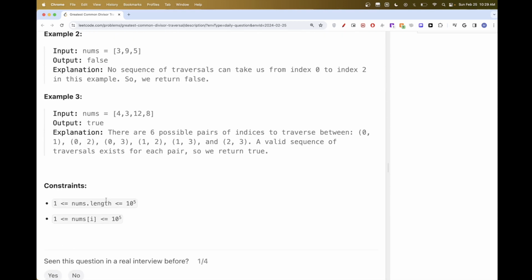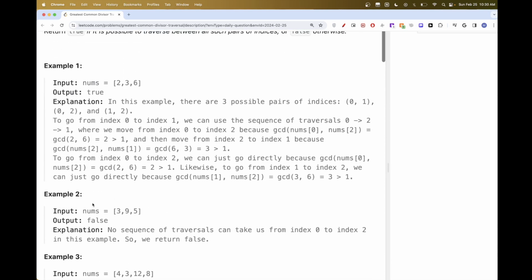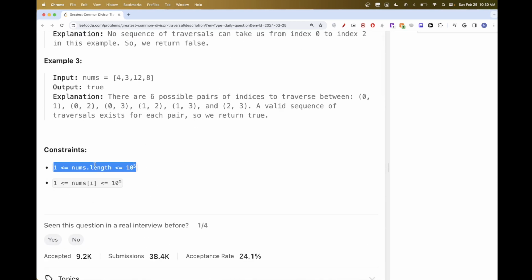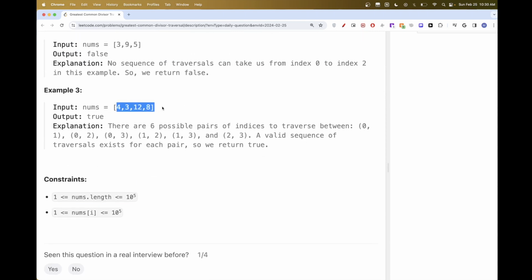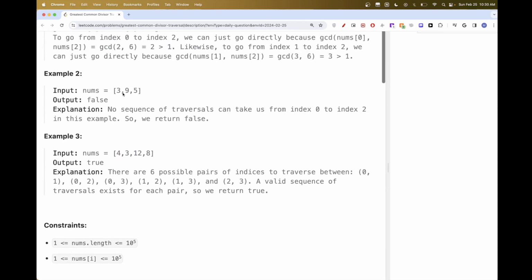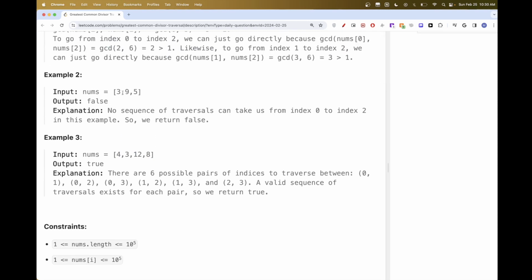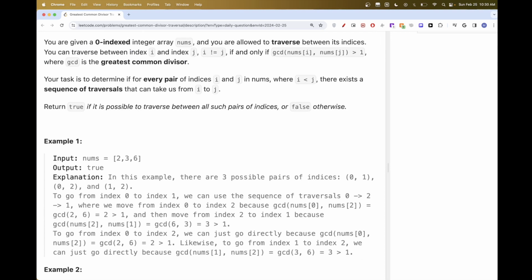But if you look at the constraints, the array length can be up to 10 to the power of 5, and the numbers themselves up to 10 to the power of 5. So this already eliminates any O(n squared) solution. And so this tells you that you can't really do a loop for indices and another loop for the other ones and then check the GCD for both. You can't do that. So we have to find another way. So let's see how we can tackle it.